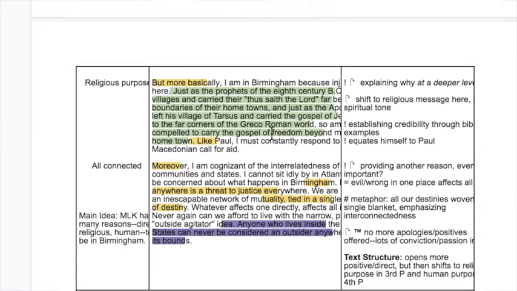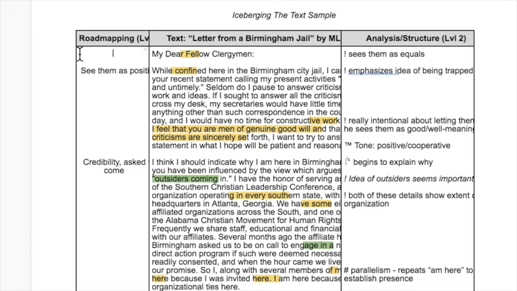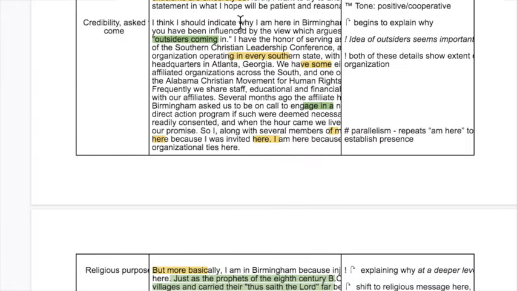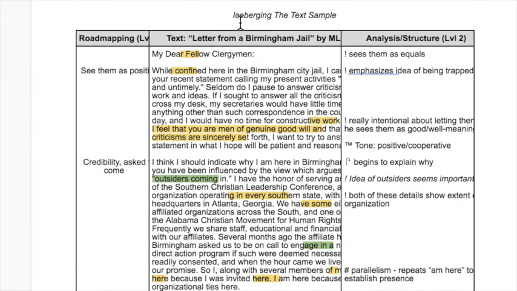If you have any questions, let me just quickly show you what this could look like when you're done. So I've got roadmap to the left, annotate or analyze to the right, and then react underneath the text itself. And you walk away with a text that really leaves you prepared to go into whatever higher level thinking is asked of you beyond this analysis activity.